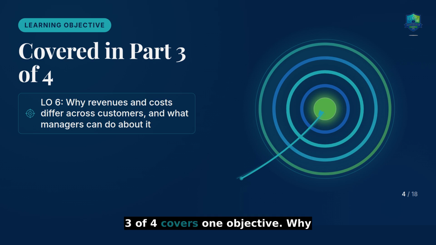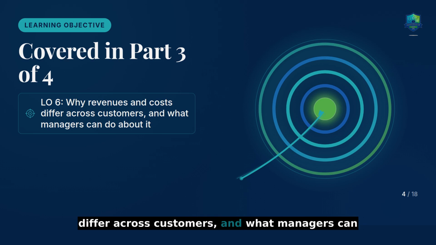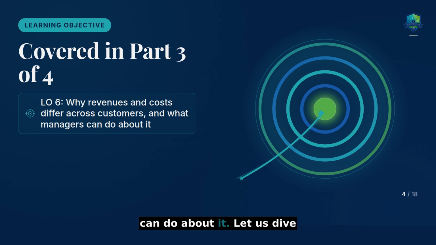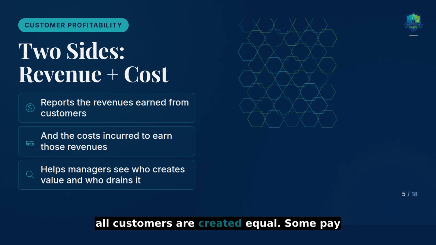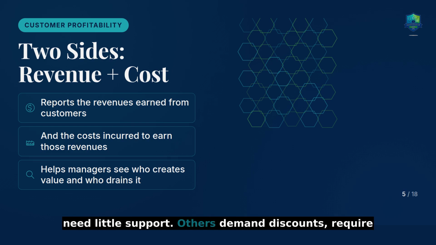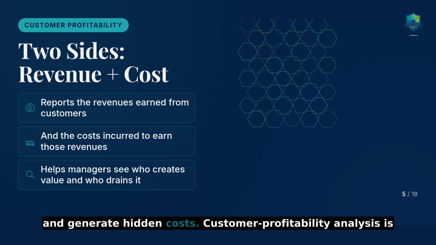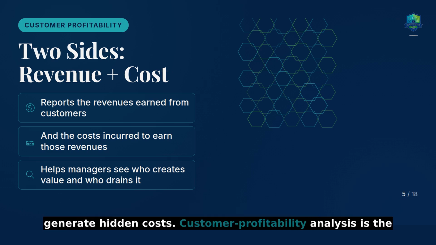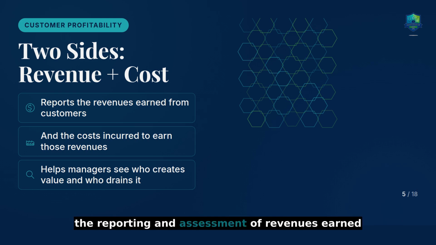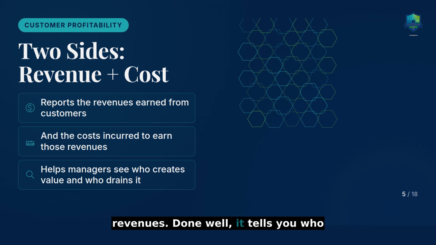Part 3 of 4 covers one objective, why revenues and costs differ across customers, and what managers can do about it. Let us dive in. Not all customers are created equal. Some pay full rates and need little support. Others demand discounts, require extra coordination, and generate hidden costs. Customer profitability analysis is the reporting and assessment of revenues earned from customers and the costs incurred to earn those revenues. Done well, it tells you who actually creates value for your firm.